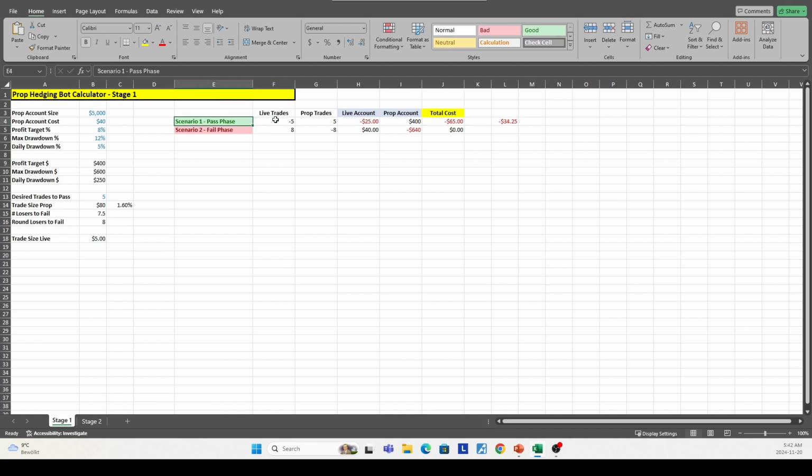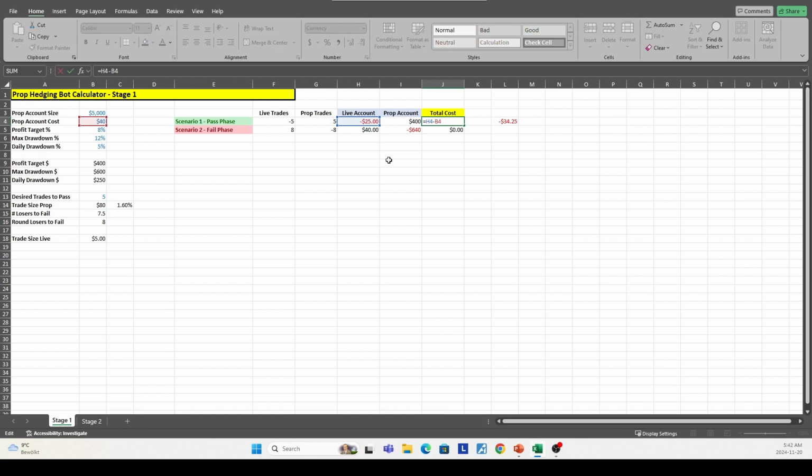In the pass the prop firm, or pass this phase, scenario, you would assume that you are taking 5 winners in your prop firm account. And these are like 5 absolute winners. So even if you took 15 trades, if the first 10 effectively netted out, because half of them were losers, half of them were winners, you would need 5 winning trades net to actually pass this. So then in the live account, you would have a net loss of $25, but in the prop firm account, you would have made $400, hence hitting your profit target.